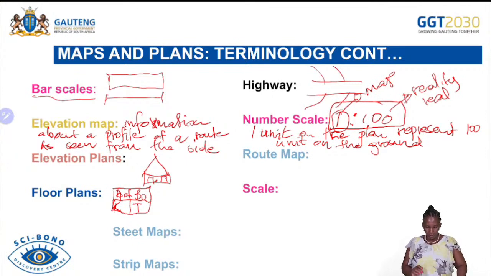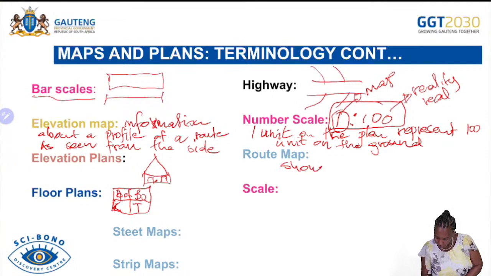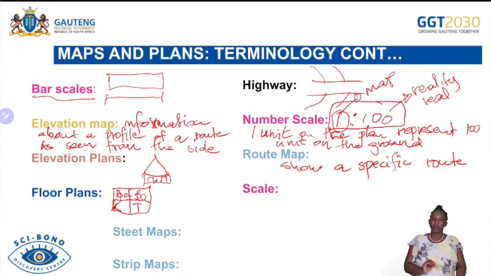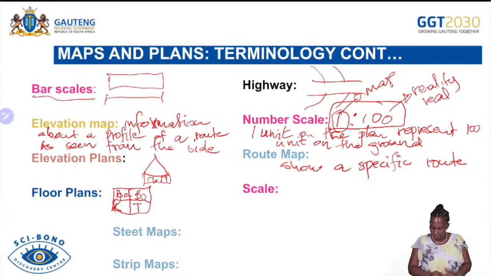And then, boys and girls, the route map. What is a route map? We say a route map shows a specific route. That is why it's called a route map, because when you go to a place, you need to drive on the streets. Remember now, you'll be following the route. You can't just be driving between people's houses, but you have to follow the streets. So with the route map, it shows you where to drive and how to reach your destination. And then the street map.